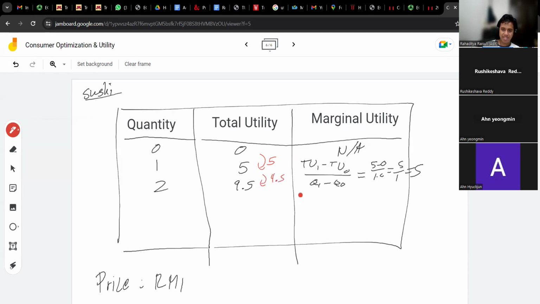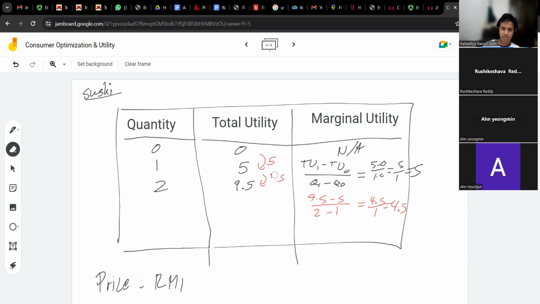You'll also calculate it this way: TU1 minus TU0. In this case, 9.5 minus 5 over 2 minus 1 is equal to 4.5 over 1, which equals 4.5. Keep in mind that even if you notice that the quantity at the bottom is always going to be 1, you still need to do the entire calculation anyway for the sake of marking.